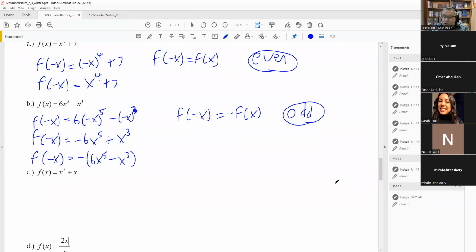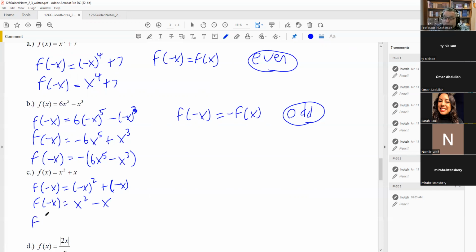Next example, we have x squared plus x. So let's put in f of negative x. We'll put in a negative x for each of the x's, and then you want to simplify it. F of negative x equals, okay, now this one, a negative raised to an even power means that the negative goes away. And I have a minus x here. That's not the same as the original one.